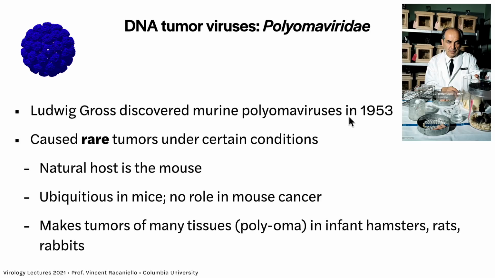The natural host of these viruses is the mouse. In fact, most mice have them, murine polyomaviruses, but they don't cause cancer in mice. But they will cause cancer, in fact tumors of many tissues, which is what polyoma means, many tumors, in other animals like hamsters and rats and rabbits.